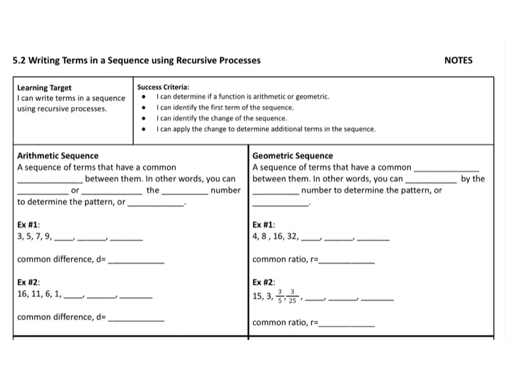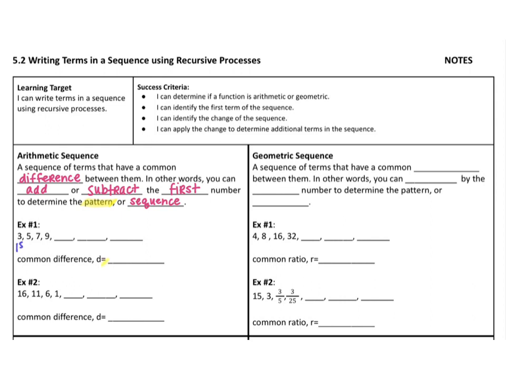Let's take a look at arithmetic sequences first. An arithmetic sequence is a sequence of terms that have a common difference between them. In other words, you can add or subtract the first number from the second number to determine the pattern or sequence. Now, I love using that word pattern. That's really all you're identifying here, guys. So if we look at example number 1, we're trying to find the pattern. And again, we can use the first term, and we can either add or subtract it from the next one to determine the pattern. So example number 1, we have the first number 3.